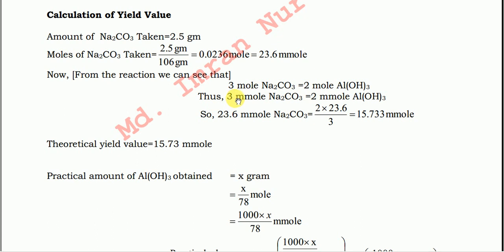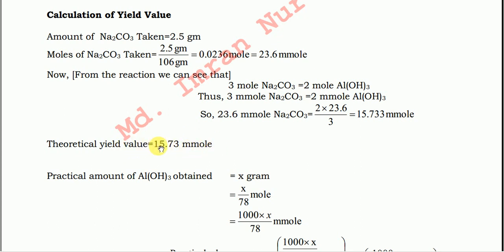That means 3 millimole. If we multiply the mole with 1000, this will give millimole. 3 millimole of sodium carbonate produces 2 millimole of aluminum hydroxide. And in the experiment, we have taken 2.5 gram sodium carbonate, which is equivalent to 23.6 millimole. That is why 23.6 millimole sodium carbonate is equal to 15.733 millimole of aluminum hydroxide. So in the theoretical calculation, we will get 15.73 millimole of aluminum hydroxide.